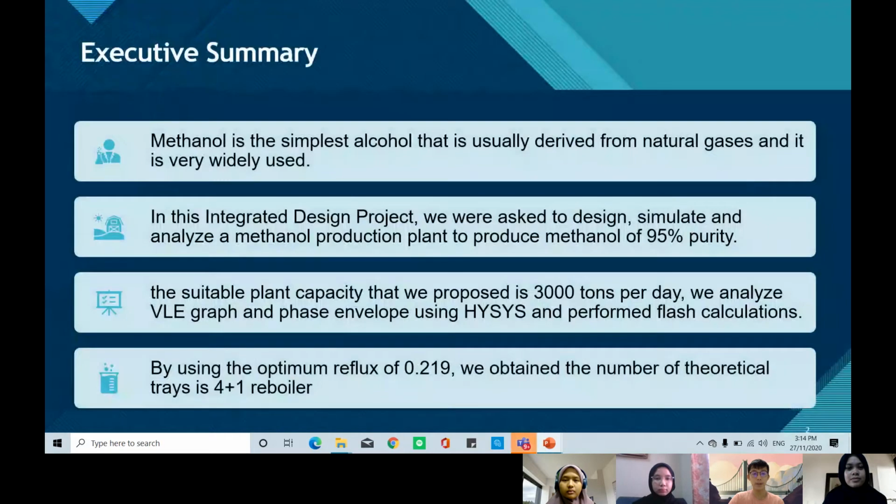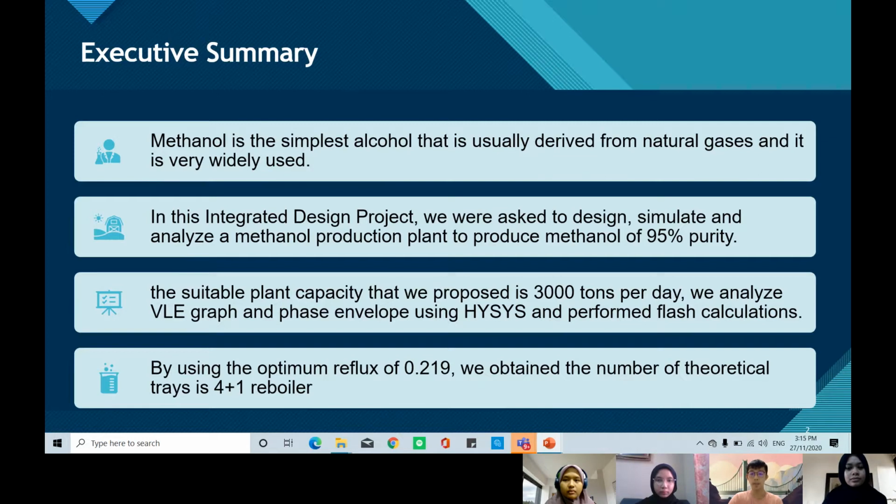In the executive summary, we have summarized all the important points in each chapter. First of all, we have to introduce what is methanol. Methanol is the simplest alcohol that is usually derived from natural gases and is very widely used in the industry recently. In this integrated design project, we were asked to design, simulate, and analyze a methanol production plant to produce methanol of 95% purity. For drawing and designing process, we decided to use the Visual Paradigm software.